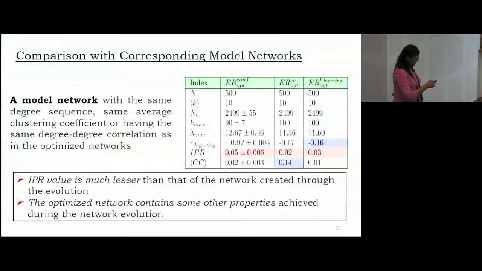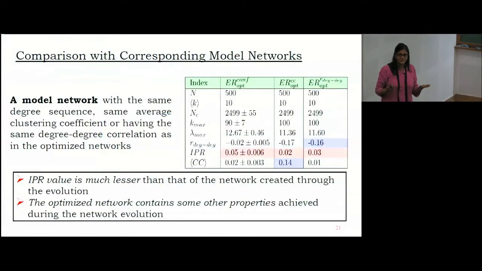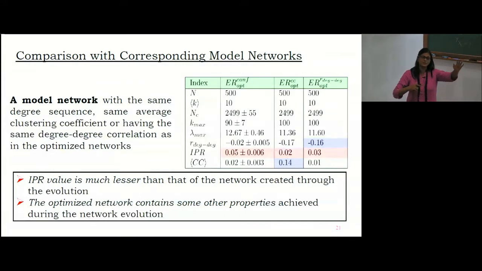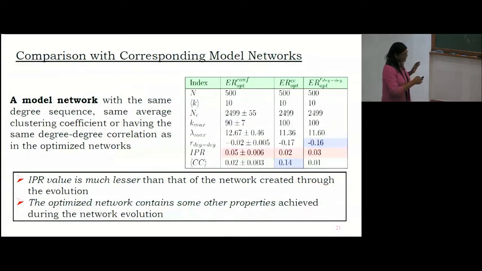And now we try to see which model network it corresponds to, because we found some properties: the final network should have a degree distribution like a scale-free kind of thing. One degree is very high and all other degrees are very small. So we can construct a random network having exactly the same degree sequence as we got for the optimized network. Optimized network means the final network. That is known as the configuration model. So we have constructed the configuration model of the optimized network. It means the same degree sequence.